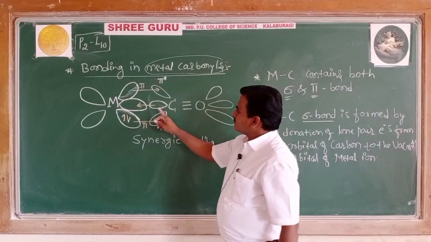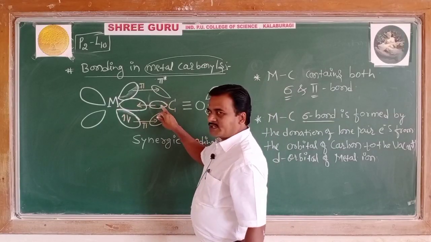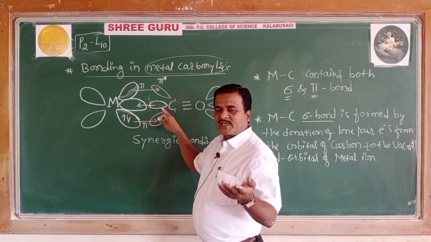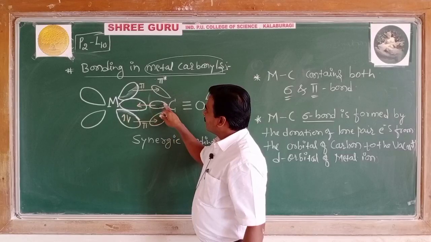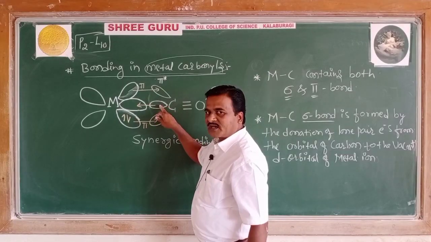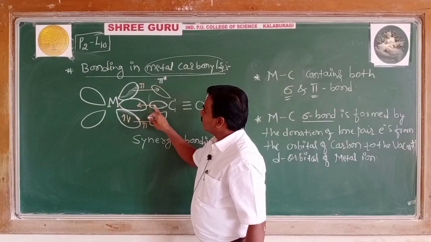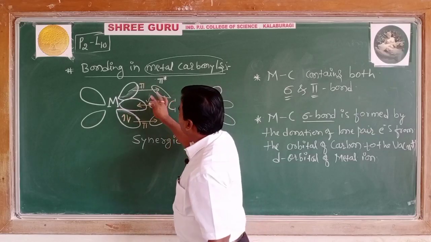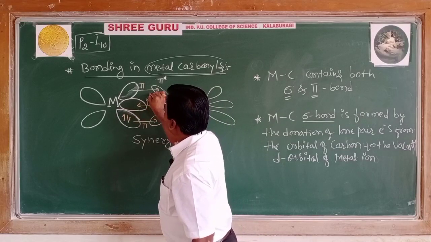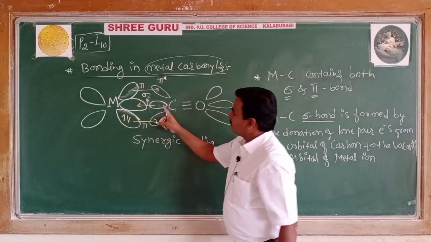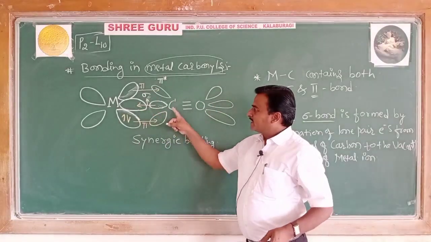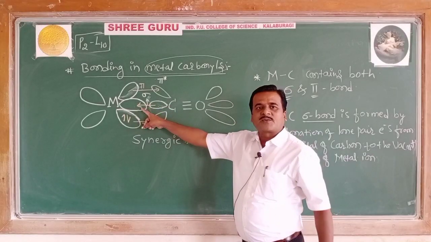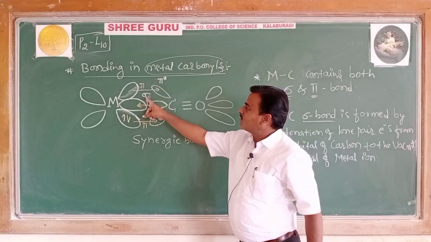Here you can see the direction. This orbital of the carbon, the middle one, as there are 2px, 2py, 2pz, one of the p orbitals containing a lone pair of electrons of the carbon donates a lone pair of electrons to the vacant d orbital of the metal ion, thus forming what? Sigma bond. How is it formed? By the donation of a lone pair of electrons from the orbital of the carbon atom to the vacant orbital of the metal ion, forming a sigma bond.